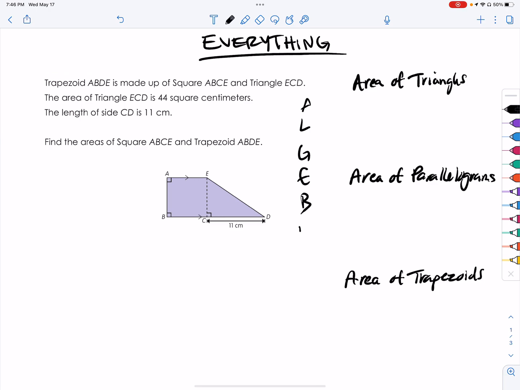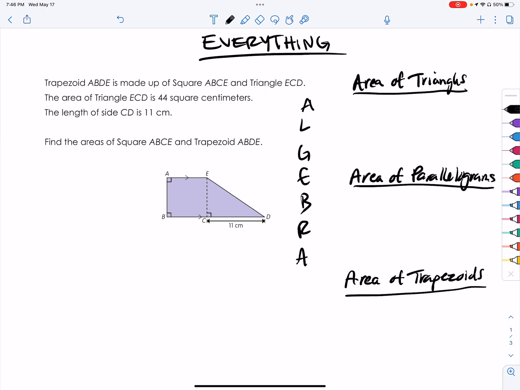So with these questions, you need to know all of the formulas and all of the ways that you can find different areas, so that way you can see, based on the information I know, what can I figure out, and how is that going to get me to my answer.